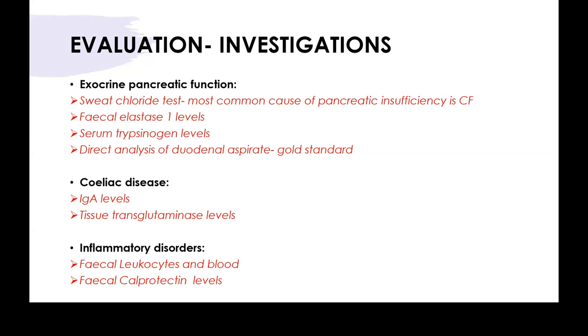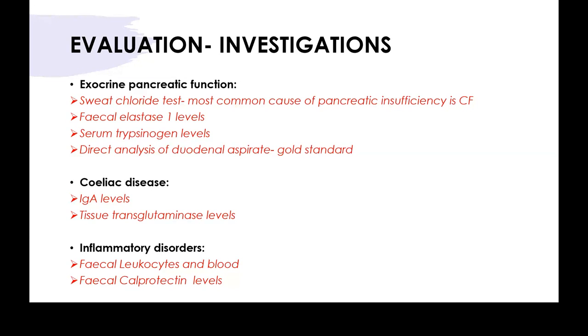So for pancreatic function, again, as I said earlier, like urine protein, sweat chloride test is one of the important tests for pancreatic function, because the most common cause of pancreatic insufficiency in children is cystic fibrosis. So sweat chloride test is the test you have to do if you're suspecting pancreatic insufficiency. Then fecal elastase 1 level, serum trypsinogen levels. These can all be done in sophisticated centers. And direct analysis of the duodenal aspirate, which is considered the gold standard.